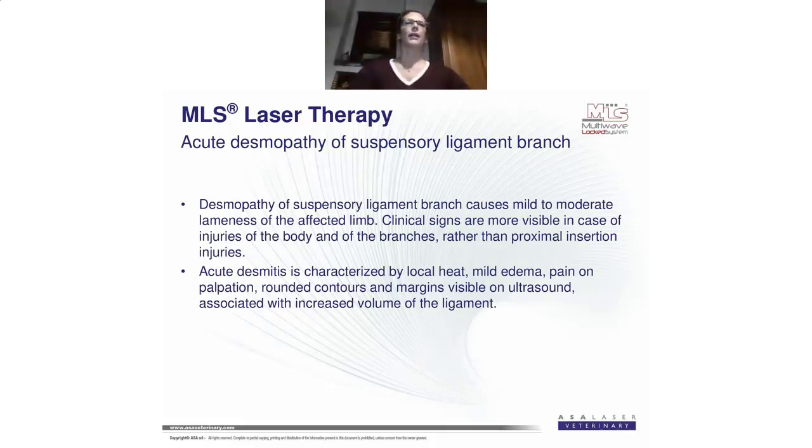So in acute desmitis, we can have local heat, mild edema, pain on palpation, rounded contours and margins visible on ultrasound, and increased volume of the ligament.